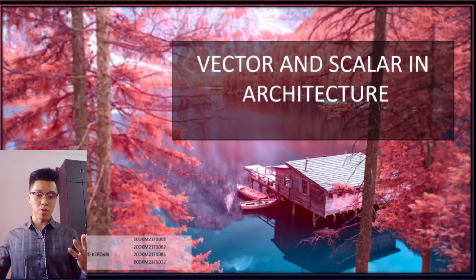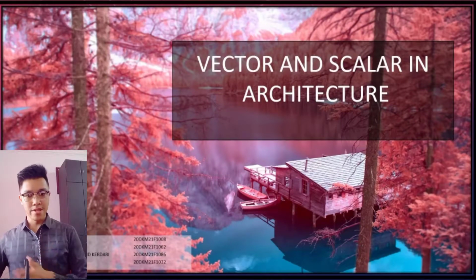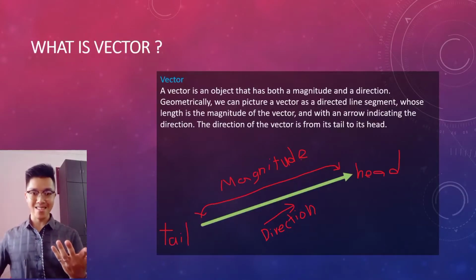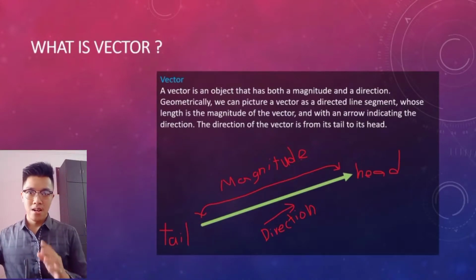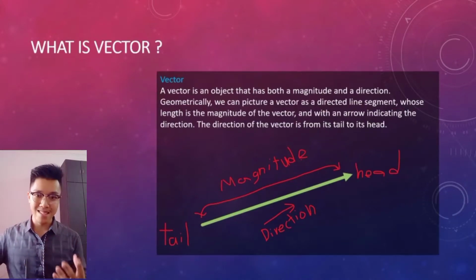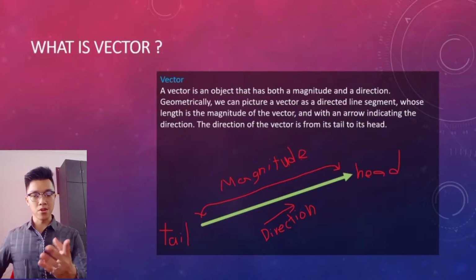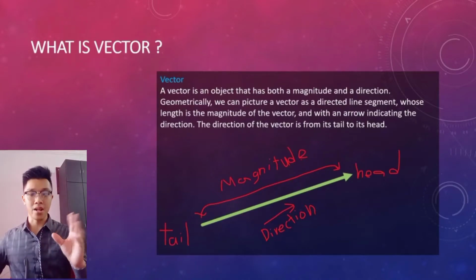Well, today we're going to talk about vector and scalar in architecture. First of all, let's go to the introduction part, vector and scalar. What is a vector? A vector is an object that has both magnitude and direction. We can picture a vector as a directed line segment whose length is the magnitude of the vector, with an arrow that indicates the direction. So the direction of the vector is from its tail to its head. For your extra information also, the tail symbolizes the origin of the vector.